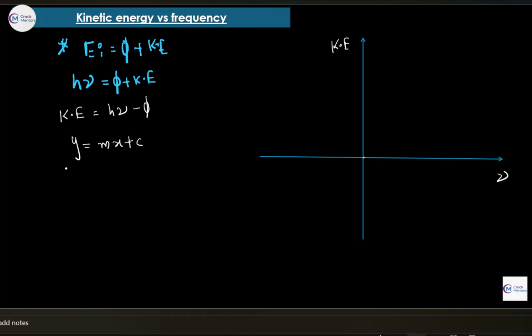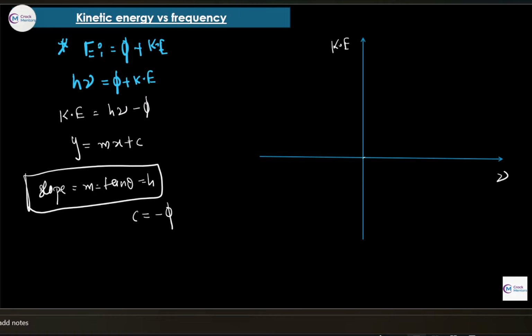Then after comparing both of them, you are going to observe that the value of the slope, m or tan theta, is equal to h. And what is the value of the intercept that we are having? It is nothing but minus phi. I am hoping that this is clear to you, and it is very basic as well. You know that, right? This is what we are getting. Again, I'm going to plot a curve right here.